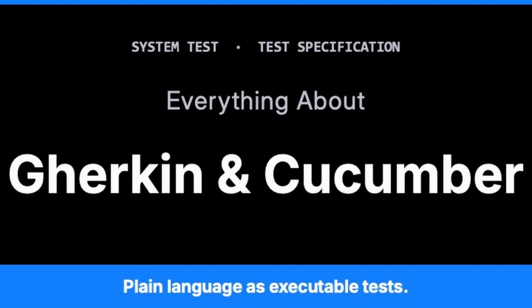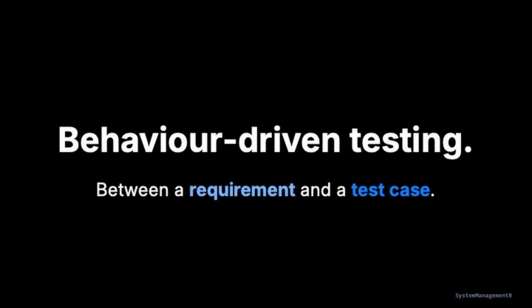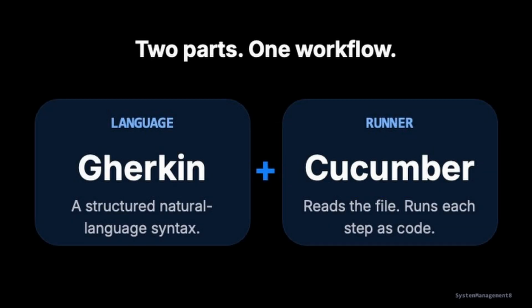In system tests, Gherkin and Cucumber are two terms that almost always appear together when talking about behavior-driven testing. Gherkin is a descriptive language to describe test cases, and Cucumber is a tool that uses those test cases written in Gherkin and makes them executable. So Gherkin is a structured, natural language syntax for describing system behavior.